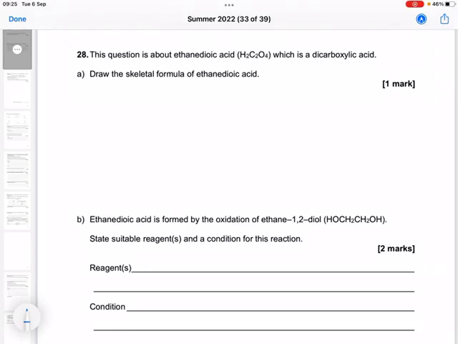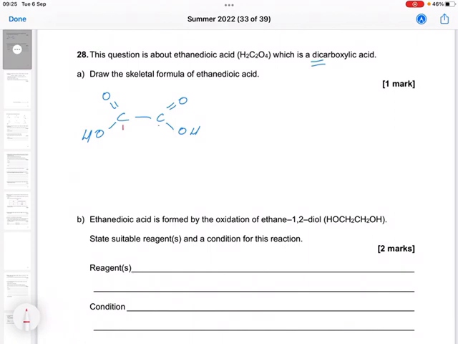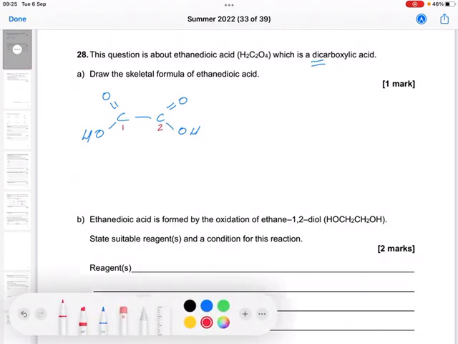Okay, this is about ethane dioic acid, which is a dicarboxylic acid. Draw the skeletal formula of ethane dioic acid. Okay, so I'm going to start with the displayed formula. Well, not quite displayed because I haven't displayed the OHs, but I'm doing this in order to kind of work out my skeletal formula.